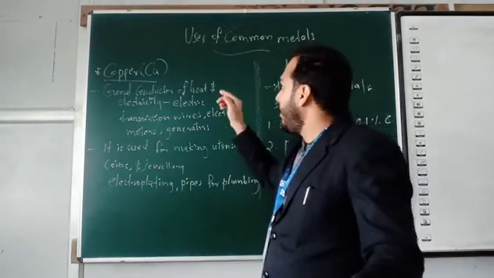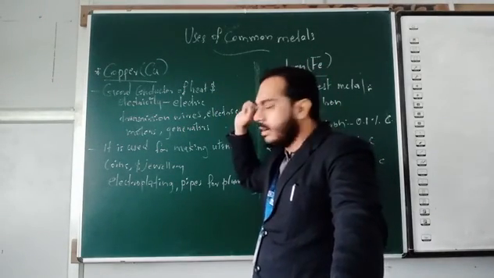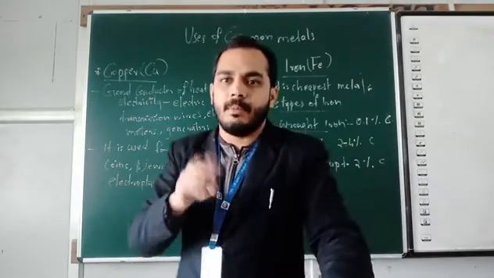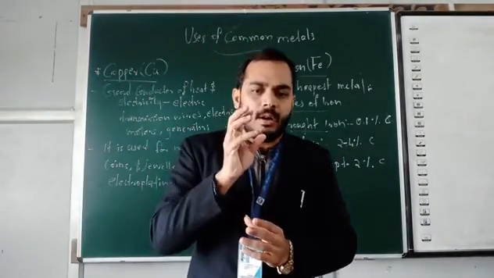So now I have given a few uses of common metals. The first one copper, second one iron, third one aluminium, and the fourth one zinc. All of you learn these metals and their uses.